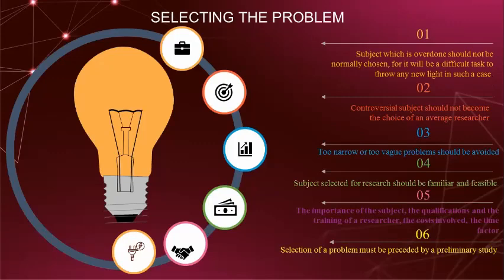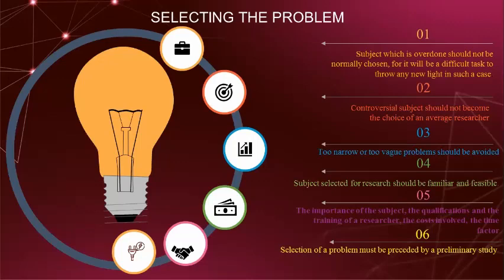The third is too narrow or too vague problems should be avoided. Why? Because that is not of major concern to research or society. If you just try to do a very narrow and vague problem, then maybe you will finish your research very quickly, but that does not serve the main essence of the main requirement of research. And research or society in no way will be benefited from that narrow or vague problem.